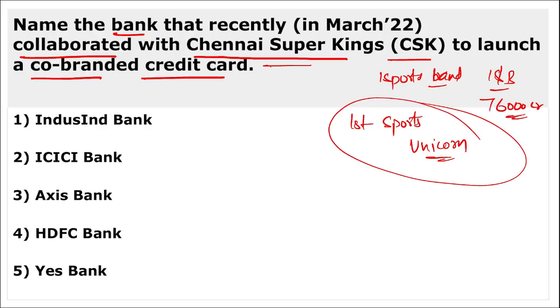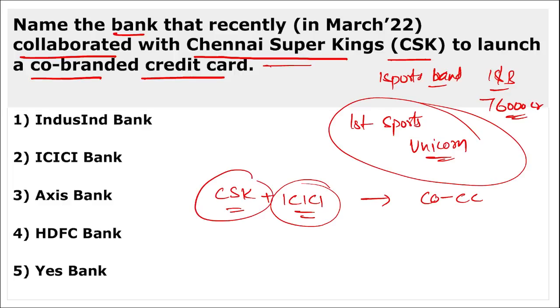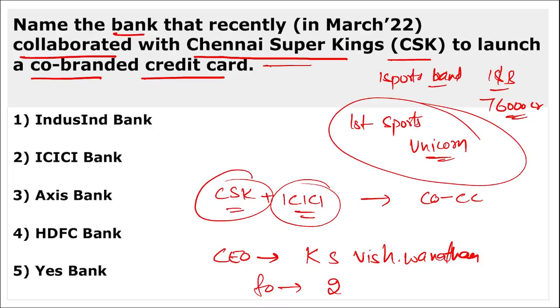Then the question asked here is to name the bank that has partnered with Chennai Super Kings to launch a co-branded credit card. It is ICICI Bank. ICICI Bank along with Chennai Super Kings has partnered to launch a co-branded credit card. Apart from this, who is the CEO of Chennai Super Kings? He is KS Vishwanathan. The year in which this team was founded was 2008. All right. Next.